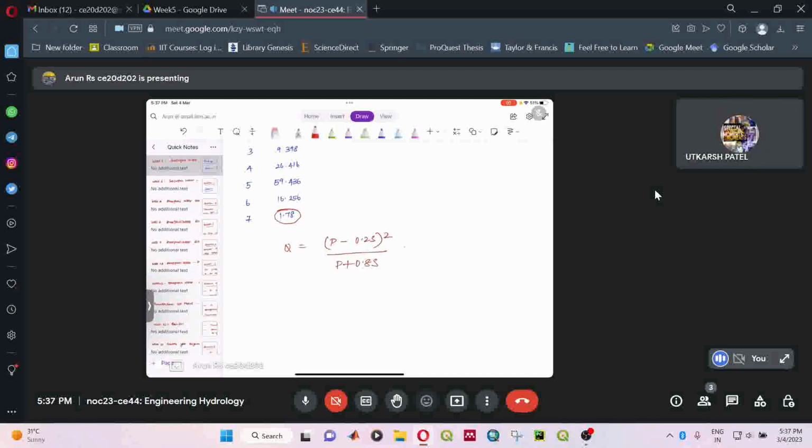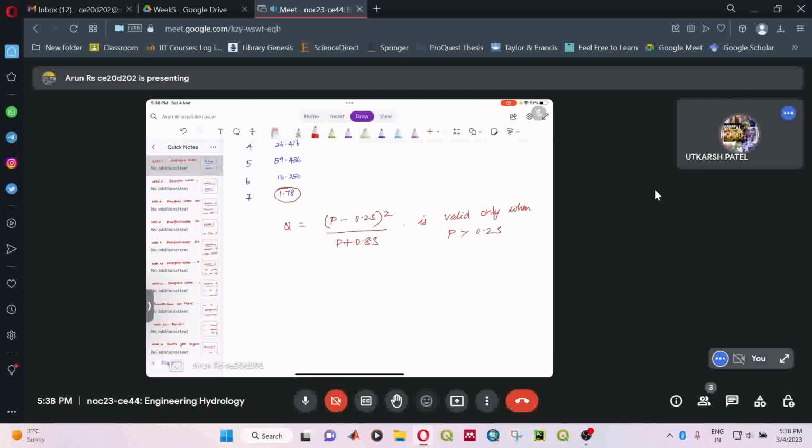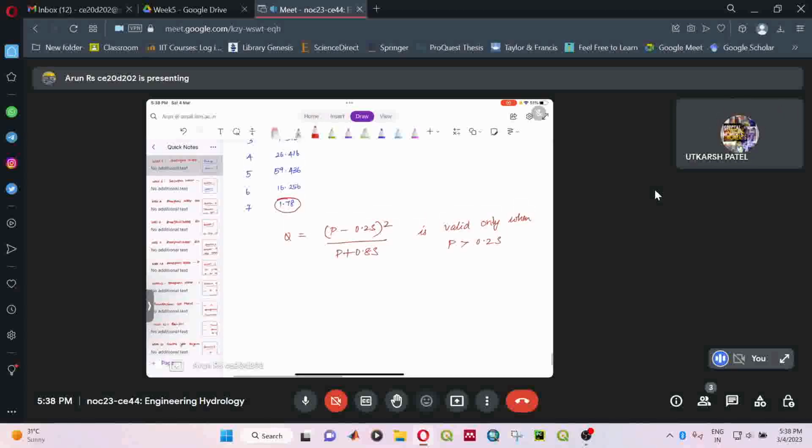This equation is valid only when precipitation is greater than 0.2S. That is Ia, the initial abstraction. Your precipitation should be greater than initial abstraction. So what is initial abstraction? It is the water that is lost, right? Yes, sir. So if your precipitation is not greater than your initial abstraction, then your runoff will not happen, right?